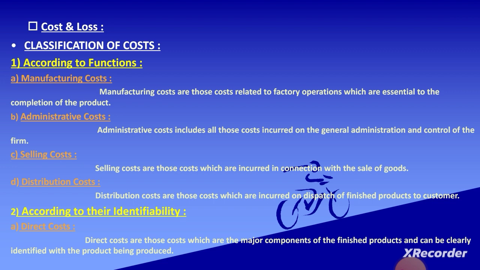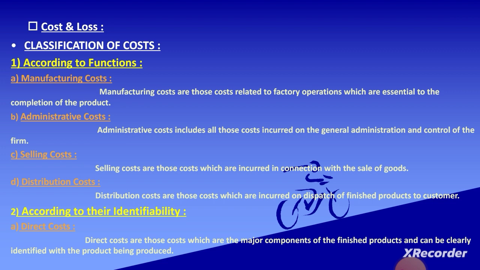Direct materials are the major components of the finished product and can be easily identified with the product. The second one is administrative cost. Administrative cost includes all those costs incurred on the general administration and control of the firm. For example, salaries of the office staff, rent of the office building, depreciation, and the repairs of the office furniture, etc.